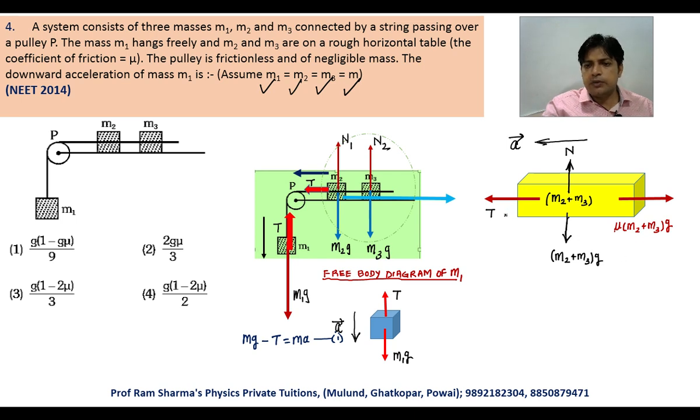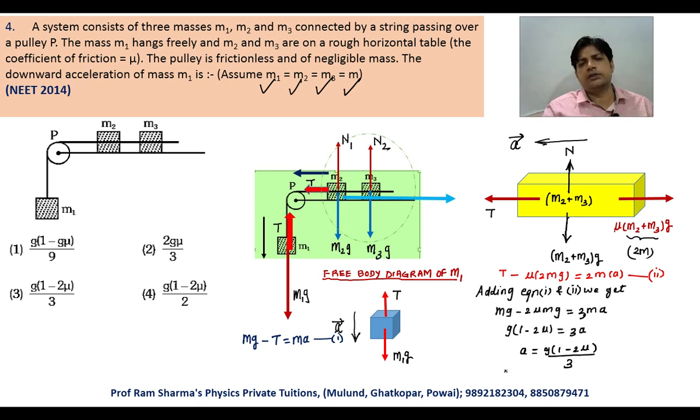So the net unbalanced force acting on the body will be T minus mu into (m2 plus m3) into g. m2 plus m3 can be simply written as 2m. That is what I have done in the equation. So this is the equation which you will get, and if you add both of them, T will get cancelled and you will get the answer. This is the answer, right?